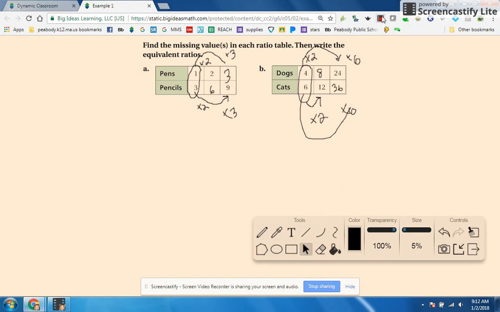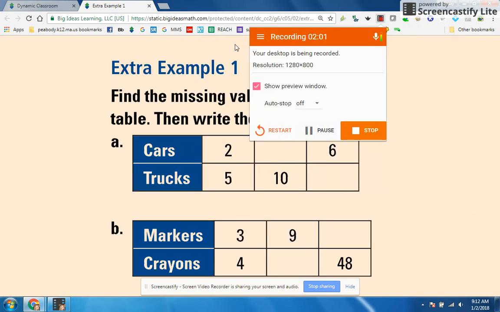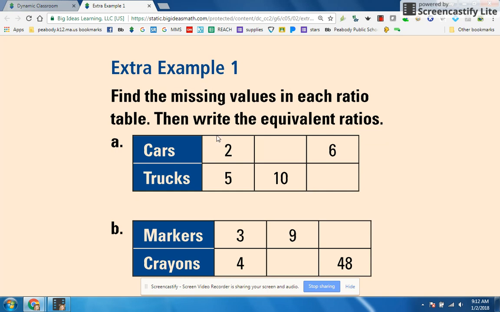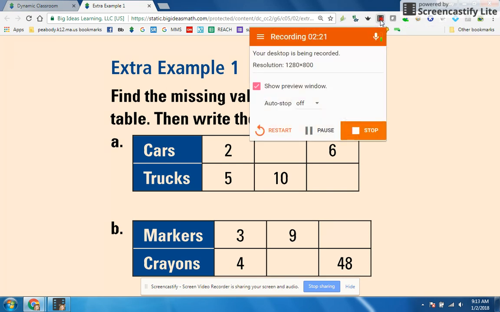Okay, so let me give you one to try. So I want to see if you could fill out these 2 for me. Always start with your original, so figure out what they're multiplying 5 by to get 10. Multiply 2 by that number. Figure out what they're multiplying 2 by to get 6, and multiply 5 by that number. Always go back to the original. So try A and B for me. This is called making equivalent ratios using ratio tables. So see if you can figure those out.